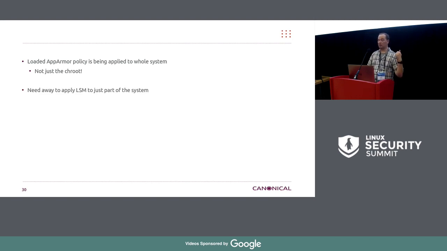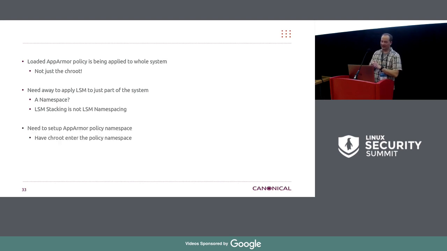We needed a way to apply the LSM to just part of the system, right? A namespace, essentially. LSM stacking is not LSM namespacing, at least not yet. Maybe one day. Let's just get stacking in first. Okay, so AppArmor, however, needs to set up this policy namespace if we're going to do this. And then if it sets up its policy namespace, we're going to enter the policy namespace and then do the chroot and everything's good, right?